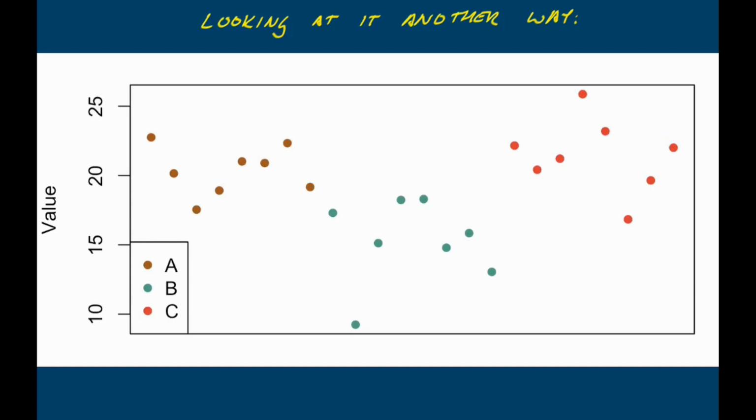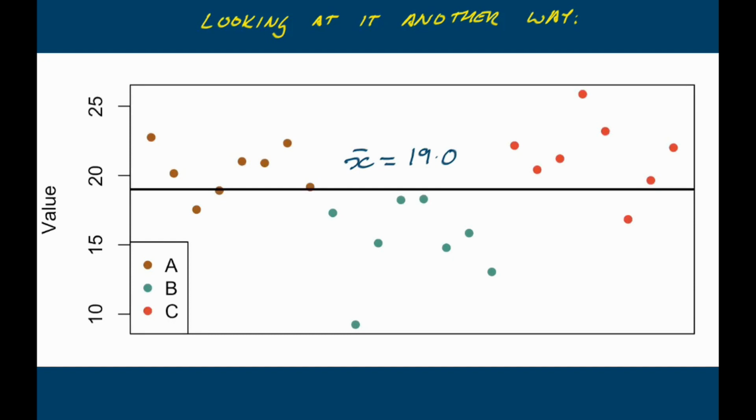So if we want to calculate the total sum of squares, we need to calculate the overall mean for all of the data put together. And in that case, that overall mean is 19.0. We can draw it in on this graph like that. So that horizontal line represents the grand mean, as we would call it, of the total variable.